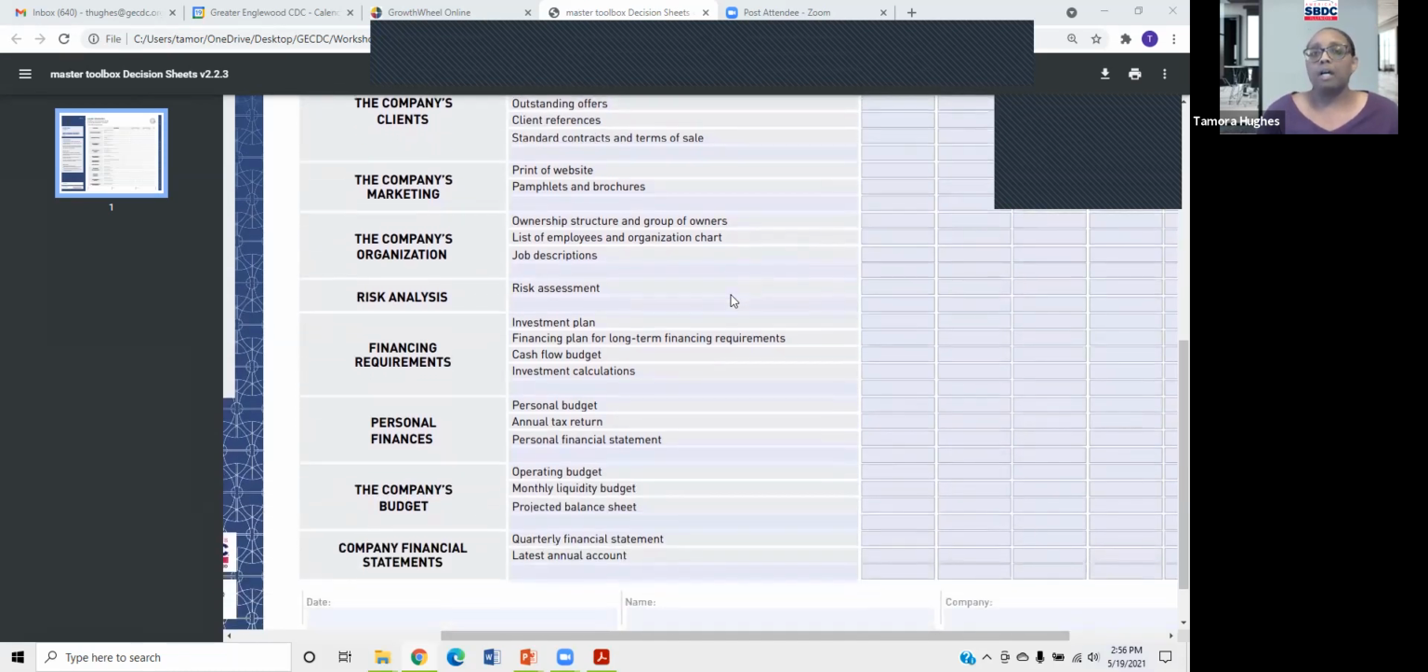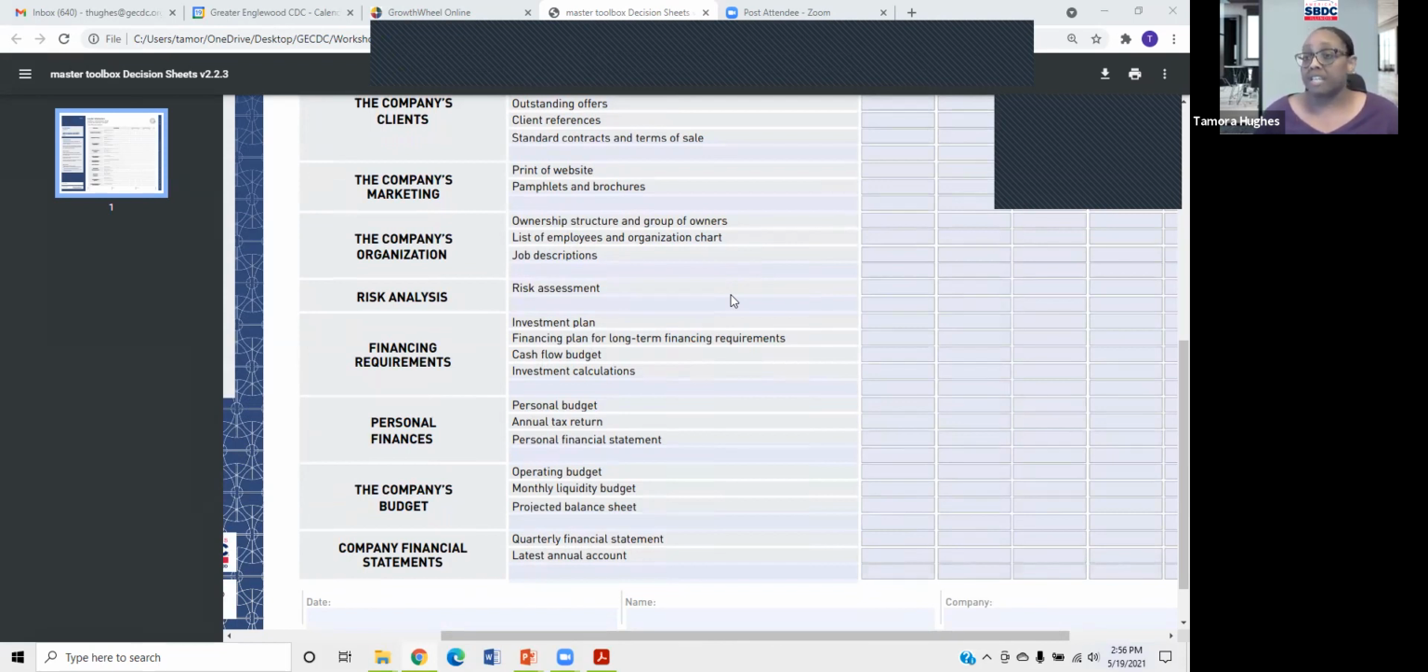Your marketing, of course, if you have a website, you just kind of print out a page so that it gives you an overview of the design and the look. You put that in your binder, you have that ready. Any kind of brochures or handouts or whatever you have, you have that.